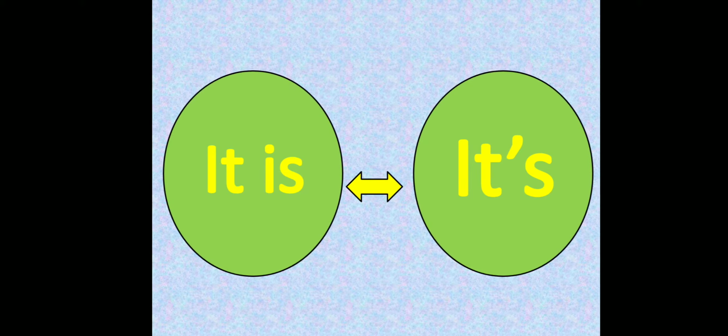Next one is it is. So to write the contraction of it is, we are going to remove I from is and in place of I we use an apostrophe sign. So the contraction will become it's.